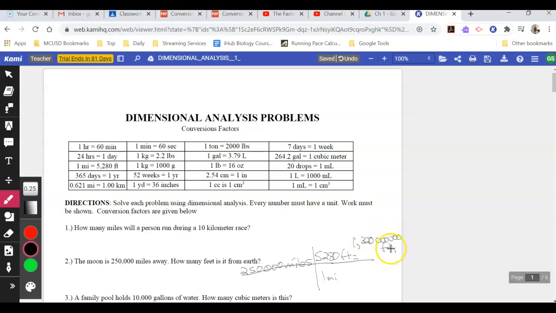feet. Right? So again, you really want to start out with what's given, and then it's just a matter of using a conversion factor to get to where you need to go. So again, we were given miles, and we want to go to feet, so then we come up to our factors, and we look for the one that's going to be most convenient for you.